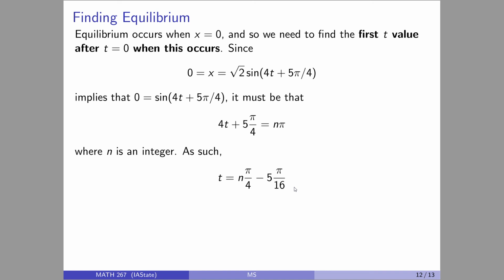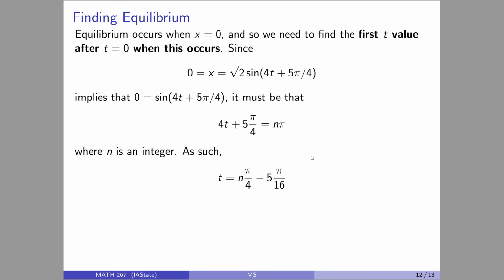Okay, so how do you figure this out? Well, you just look at it and plug in reasonable numbers. The first thing I would do is plug in 0, and I would get negative 5 pi over 16. That's not after t equals 0, that's before t equals 0, so that doesn't work. Then I'll plug in 1, and note that pi over 4 minus 5 pi over 16, well, 5 pi over 16 is bigger than 1/4, by a 16th, so that doesn't work.